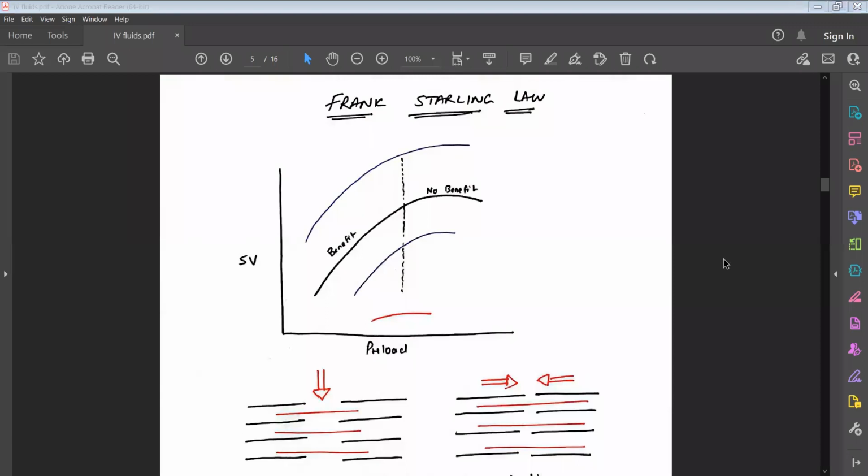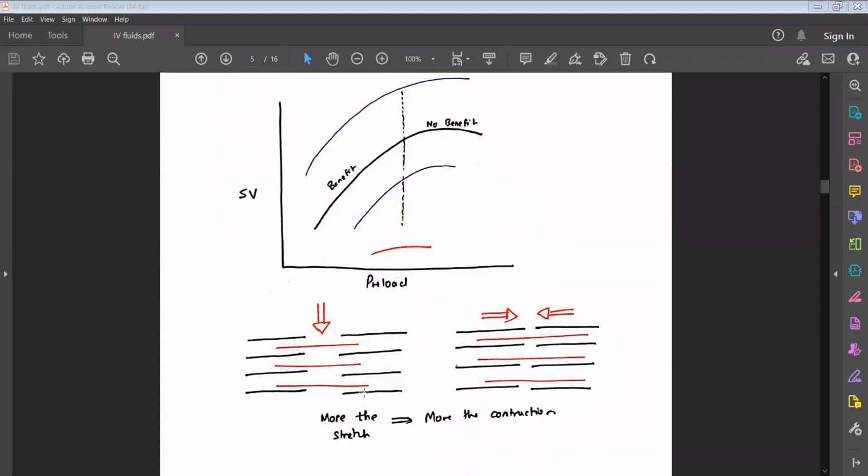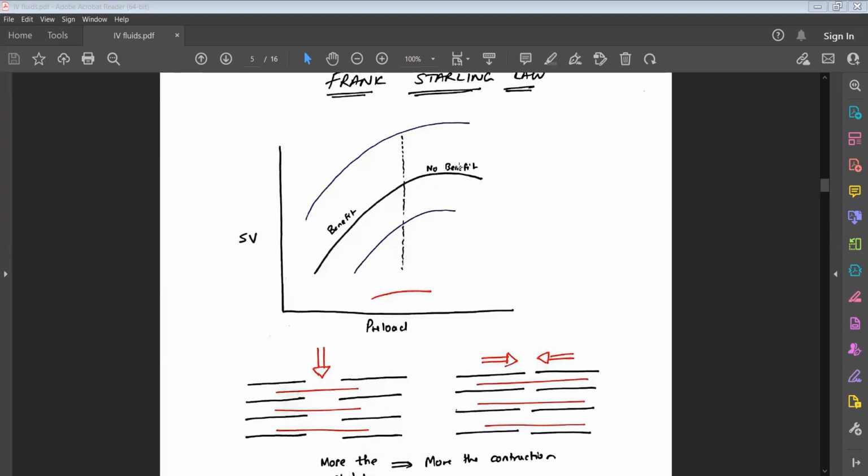Now, before we discuss how to assess whether or not the patient needs fluids, we're going to discuss the Frank-Starling law. You must have heard about this in your basic sciences exam in med school. Frank-Starling law is the curve which is a relationship between the stroke volume and the preload, which means that if the preload increases, the stroke volume increases due to increase in the stretch of the myocardium tissue. So due to the increase in the stretch, there is more and more contraction until a certain point, after which there is no relationship between the stroke volume and the preload.